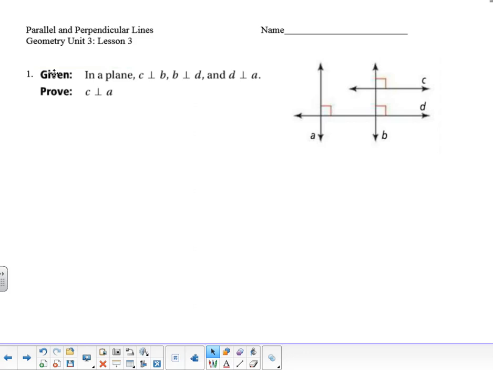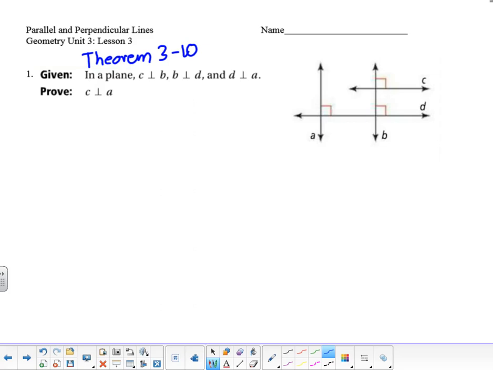In Unit 3, going on to Lesson 3, we've got a little more here with parallel lines, and we're going to prove a theorem here. This is going to be Theorem 3-10 in your textbook, but we're going to prove it here today in this way.